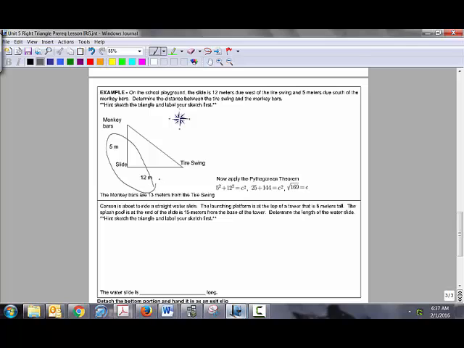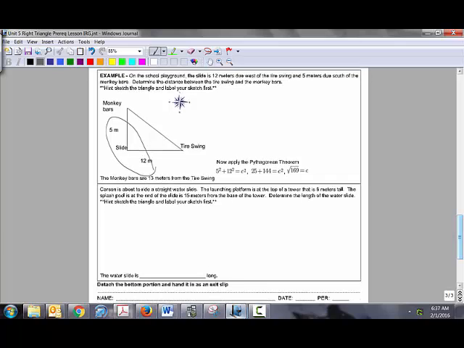are the two legs of the right triangle, so that is how we set up our Pythagorean theorem. 5 squared plus 12 squared equals this distance we're looking for squared, and solve for C. So we would have something like the square root of 169 as C, and that is 13. So the monkey bars are 13 meters from the tire swing.